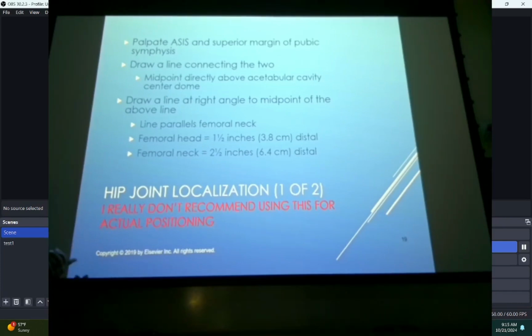We went over that in abdomen. Really don't recommend you do that, right? But you need to file this away. This is how the registry is going to ask you the question.